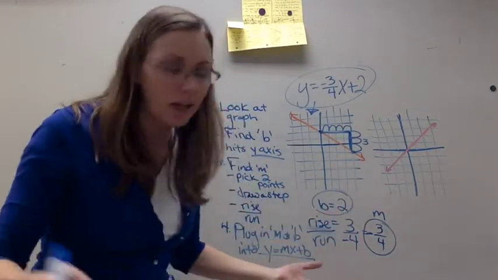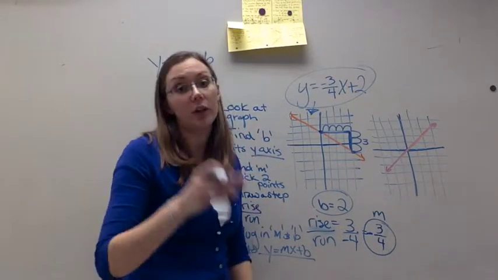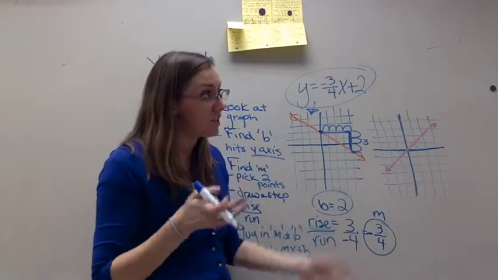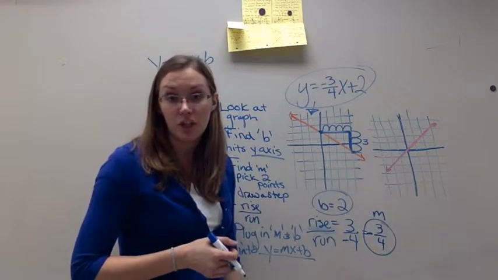Y-intercepts, that takes like 10 seconds. The slope, you gotta be careful. You gotta slow down when you're counting it. You gotta think positives and negatives. But again, it's not super challenging.